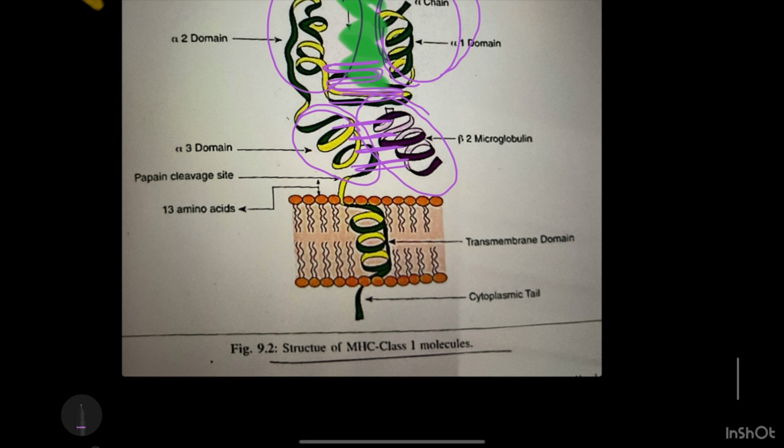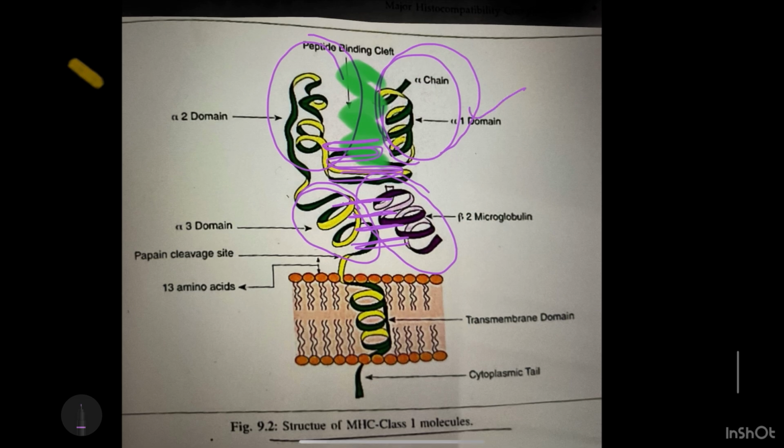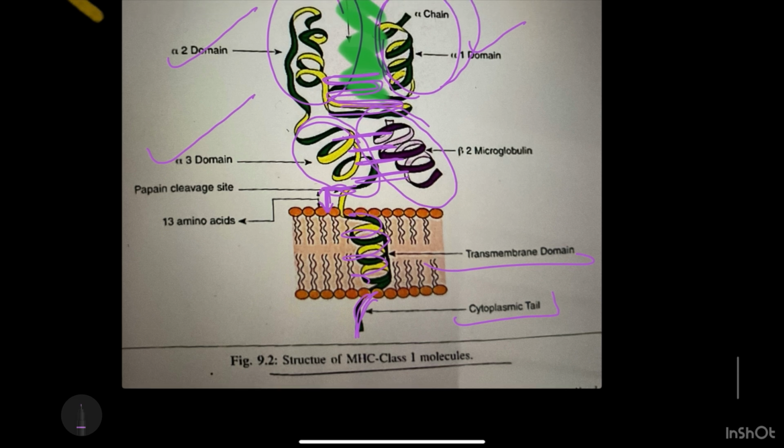Here you can see this detailed structure. Alpha 1 domain, alpha 2 domain, alpha 3 domain. This is the papain cleavage site. It shows 13 amino acids, cuts up to 13 amino acids. This is the transmembrane domain, and this is the cytoplasmic tail. I hope the topic is clear to you.